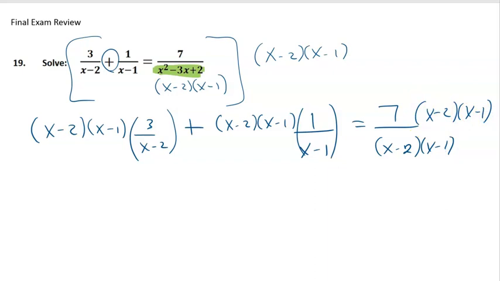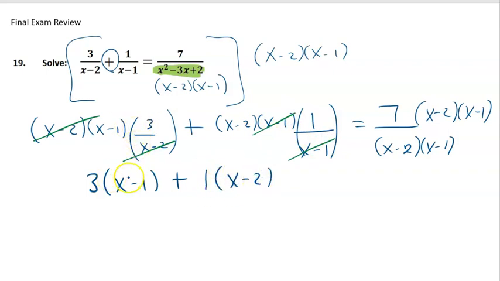Now, why did I do that? Well, that cancels with that one. And then we're just left with 3 times x minus 1 plus, this x minus 1 cancels with that x minus 1, and we're left with 1 times x minus 2. Notice I'm writing this in a different order down here. Is that okay? Well, sure it is, right?